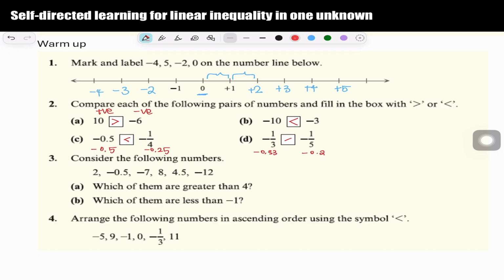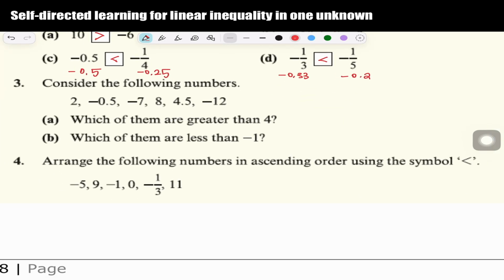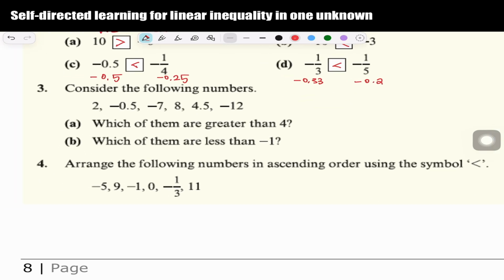And again, we can obviously tell -0.33 is less than -0.2. Then, which of them is greater than 4? You can tell from the number: this one is greater than 4, and 4.5 is also greater than 4. And for less than -1, we know -12 and -7 will be less than -1.